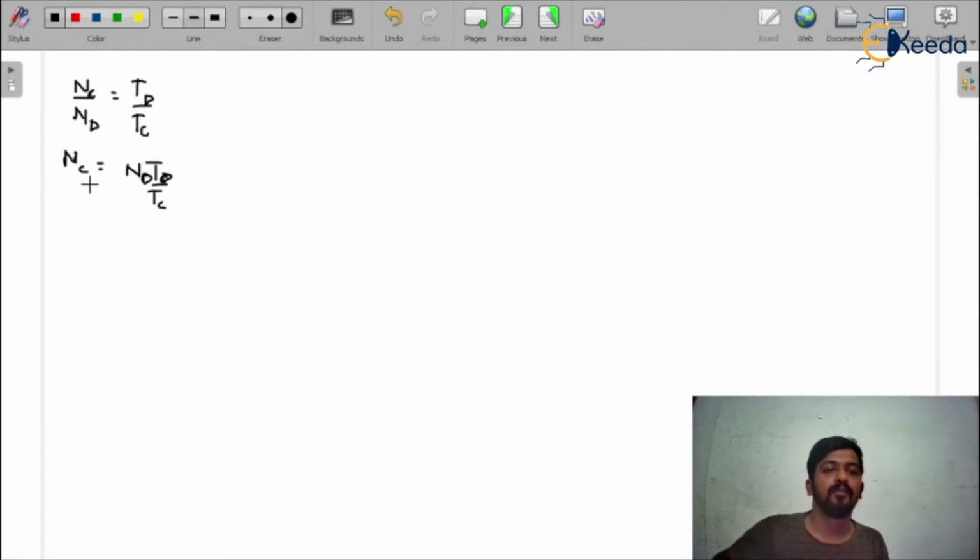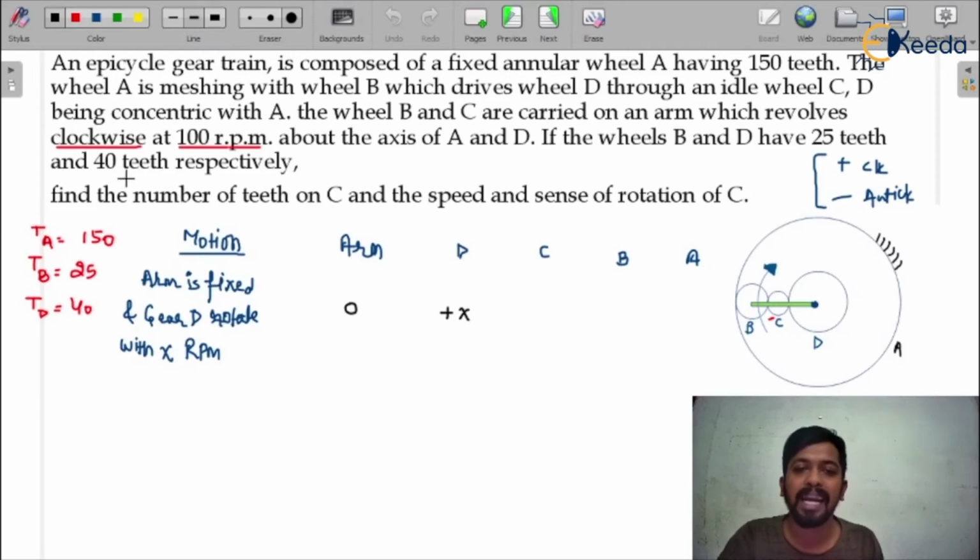But here from this formula you can calculate the magnitude of the speed. You cannot calculate the direction, you just have to see the direction through the diagram. Since we have assumed that gear D rotates in the clockwise direction, and D and C are in meshing, that means if D rotates in clockwise direction, C will rotate in the anti-clockwise direction. So I am taking minus sign, minus x TD upon TC.